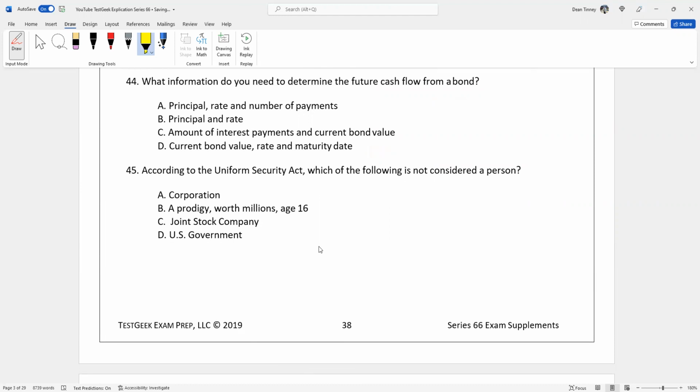44, what information do you need to determine the future cash flow from a bond? The principal amount, the rate, and the number of payments. That sounds pretty good. Remember, discounted cash flow means I'm going to have to know how many payments I'm receiving and when. So A sounds better than B. The amount of the interest payments and the current bond value? Well, no, I also need to know what the ending value is. Current bond value, rate, and maturity date? The answer there is A.